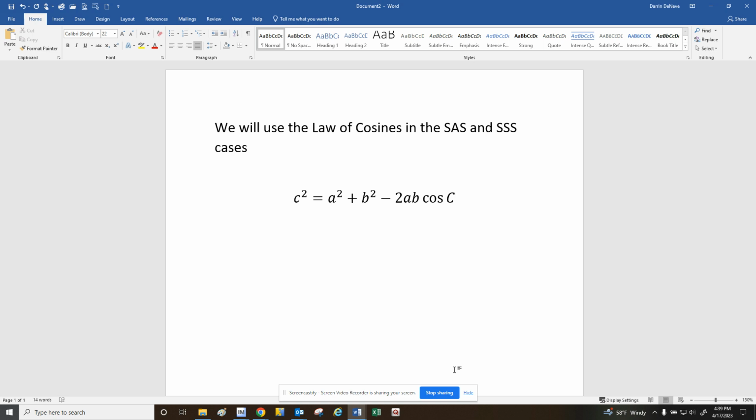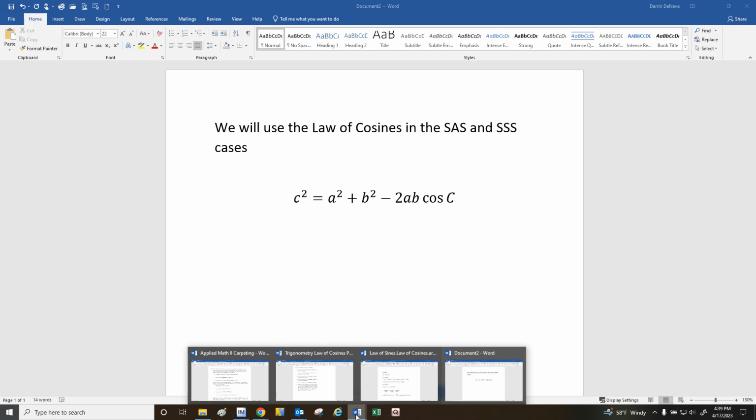And so that's cool. We're going to use the law of cosines to solve triangles in the side angle side and side side side cases. We're going to talk a little bit more in person about the proof of this law. However, for the purpose of this video, we're just going to let you know how to use the law of cosines to solve some triangles. You can see that I have the formula written here.